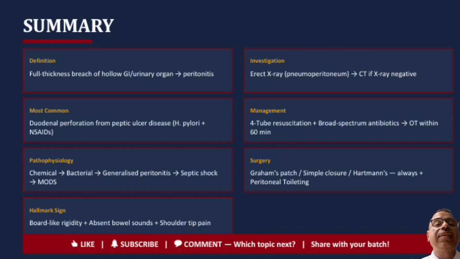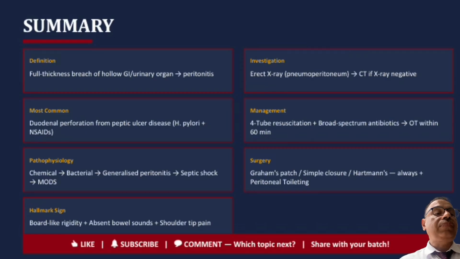Just to summarize: a full-thickness breach of a hollow organ leads to peritonitis. Most common is duodenal perforation from peptic ulcer disease. Pathophysiology is chemical, then bacterial, finally generalized peritonitis. The patient goes into septic shock and multi-organ dysfunction syndrome. Hallmark signs on the abdomen are board-like rigidity and absent bowel sounds, with shoulder tip pain. Ideal investigation is initially an erect X-ray to look for pneumoperitoneum, and CT if the X-ray is negative or suspicion of peritonitis persists.